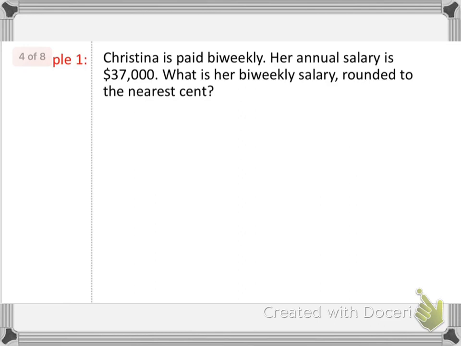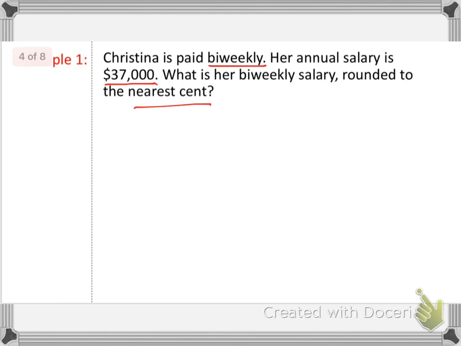So let's look at example 1. And again, if at any point you need to pause the video, make sure that you do that. We have Christina is paid bi-weekly. Okay. Her annual salary is $37,000. The question is, what is her bi-weekly salary rounded to the nearest cent? Okay, so a couple things to know here is that she is paid bi-weekly. Okay, here's her annual salary, and we want it rounded to the nearest cent.